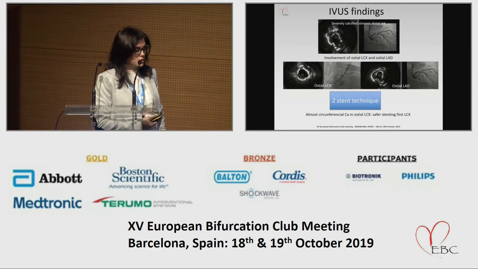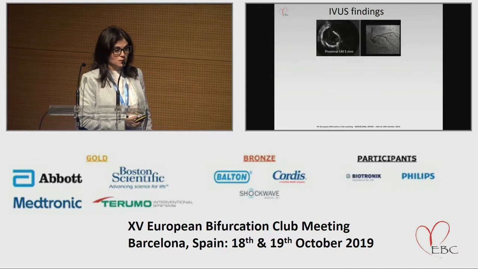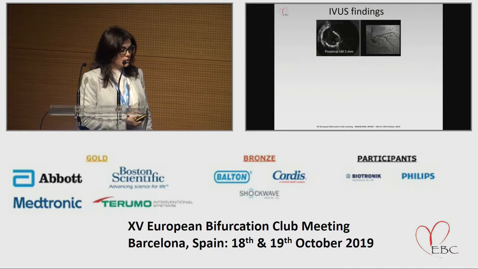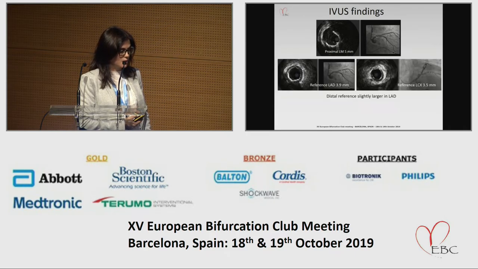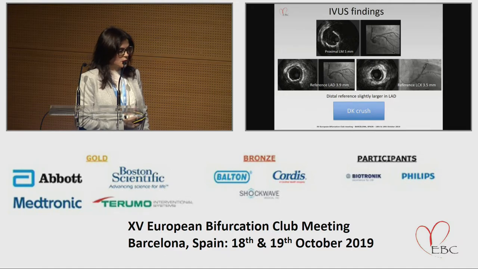And given also the distribution of the calcium, we thought it would be easier probably to try to implant our first stent towards the circ. The second point we need to check, of course, is the landing zones to decide about the technique. This is the left main, which is very big, as you can see, 5 millimeters. And if you look at the reference in the LAD was almost 4, reference in the circ was smaller. So based on that, we decided in this case to do a DK crush.